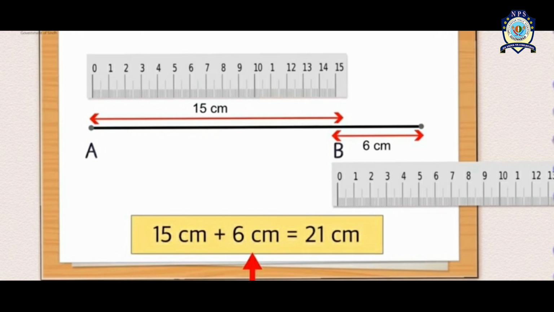So when we add both the readings, we find 21 centimeter as the actual length on both the scales. So like this you can go for the addition of the readings also.